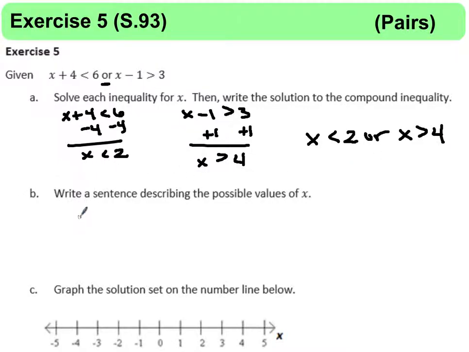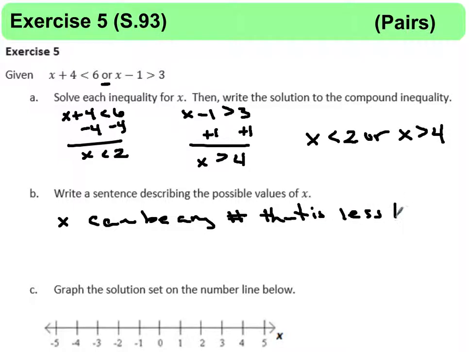If we wanted to write a statement, as in part B, we would say that x can be any number that is less than 2, or greater than 4. If we wanted to illustrate this on a graph, we would take these values: 2, which is here, open circle, we'll shade here, and then greater than 4, we'll shade that way.